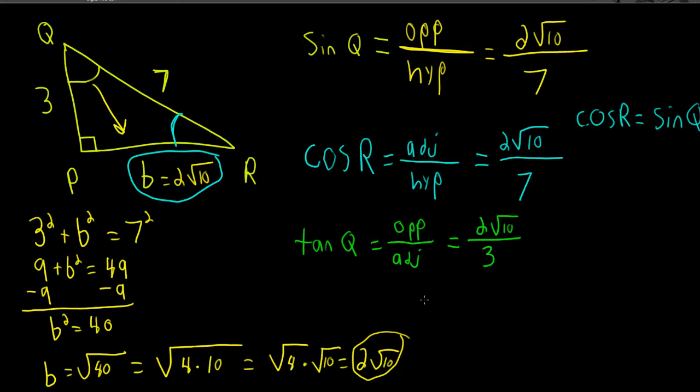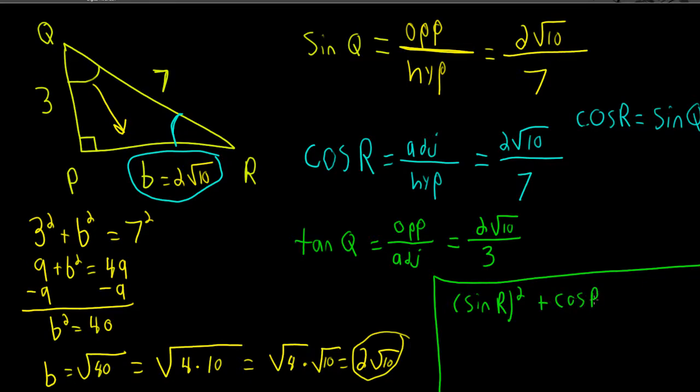Now, one last thing we're going to take a look at. And this will be important a little bit later. What do I get when I do the following? I'm going to take the sine of R and square it. I'm going to add that with the cosine of R squared. Well, what will this be equal to?